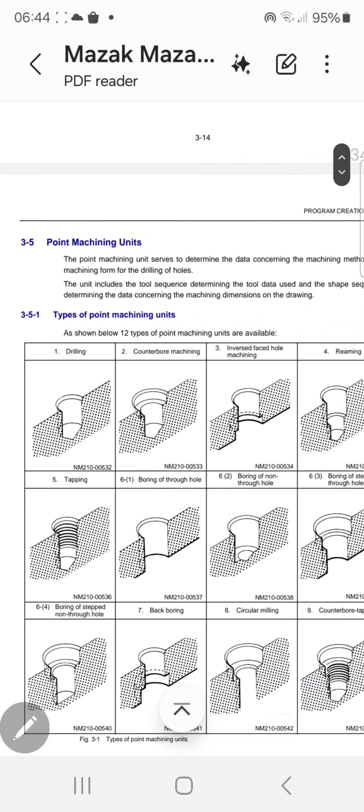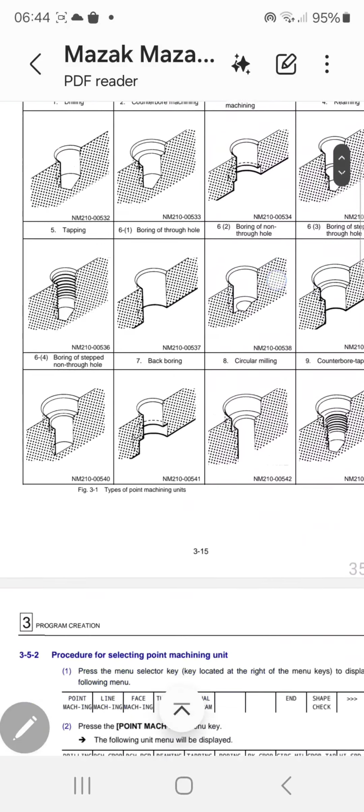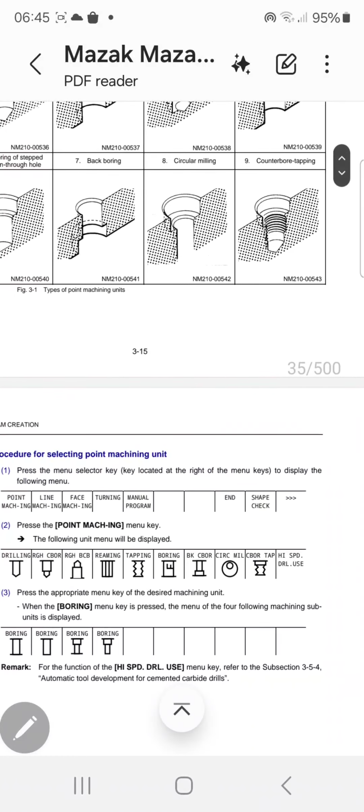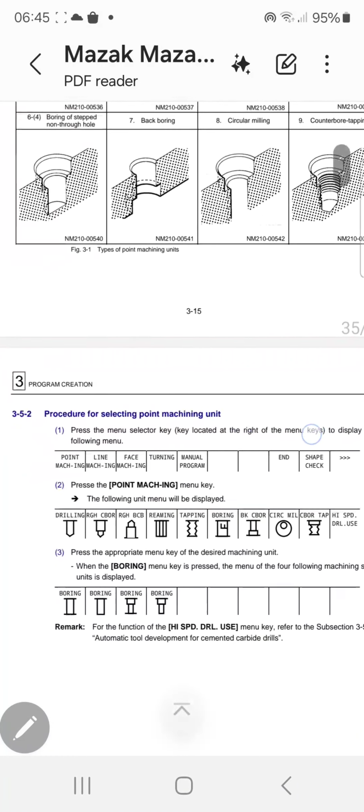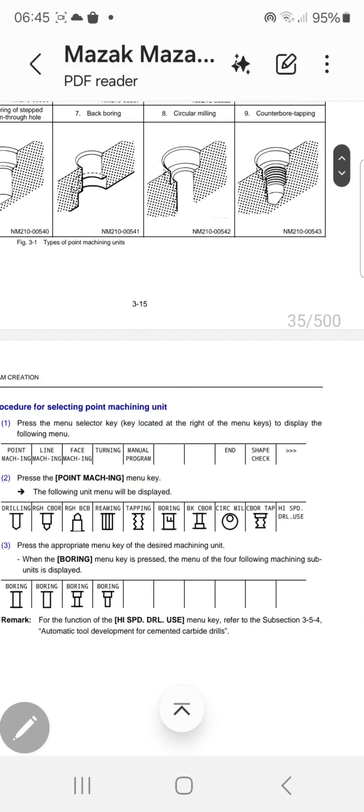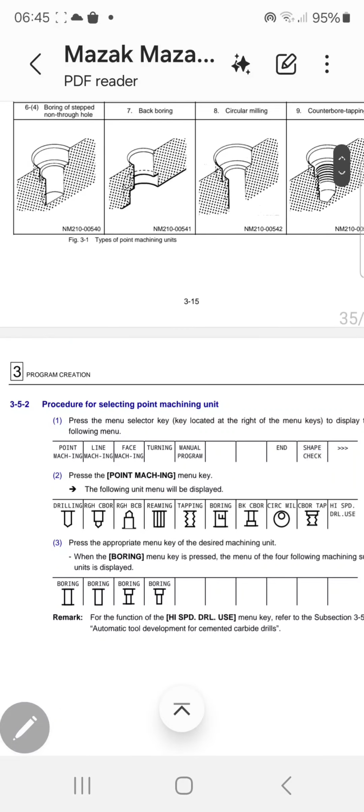So this is the point machine unit, different types of point machine, and second is the procedure of selecting point machine. Press the menu selecting key, the right display follows with the point machine, line machine, press machine, turning manual program, and the shape check. Press the point machine manual key, the following unit manual will be displayed.